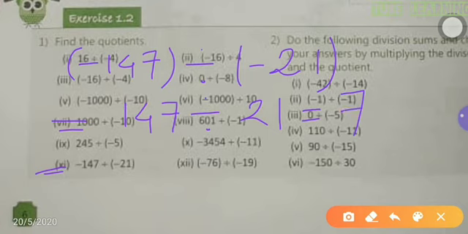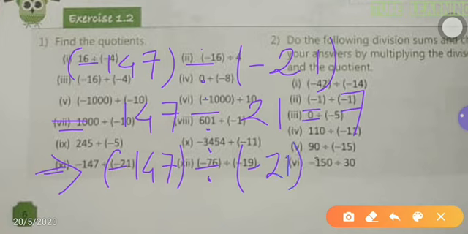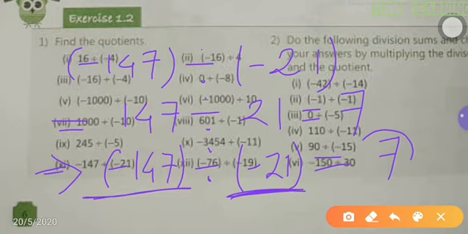The quotient will be 7. Here you see, -147 divided by -21 equals 7, because this is a negative integer and this is also a negative integer. They are of the same sign, so the quotient will become positive.